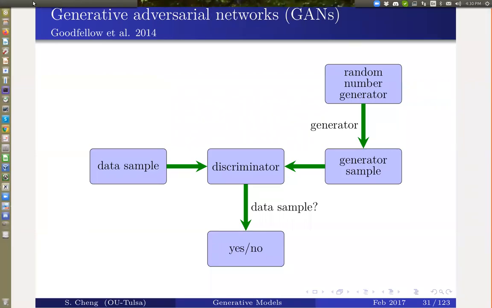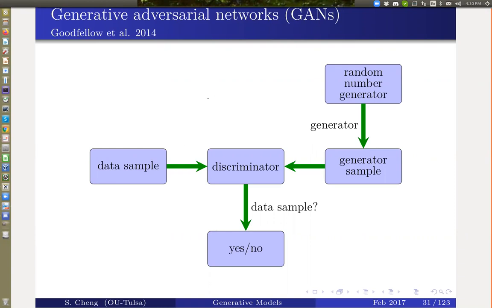So let's continue to talk about GANs, and then I'd like to spend some time to talk about a final topic. I think I will talk about graph neural networks because it's a very hot topic right now. So just to give a revision, to refresh your memory on what we had last time.